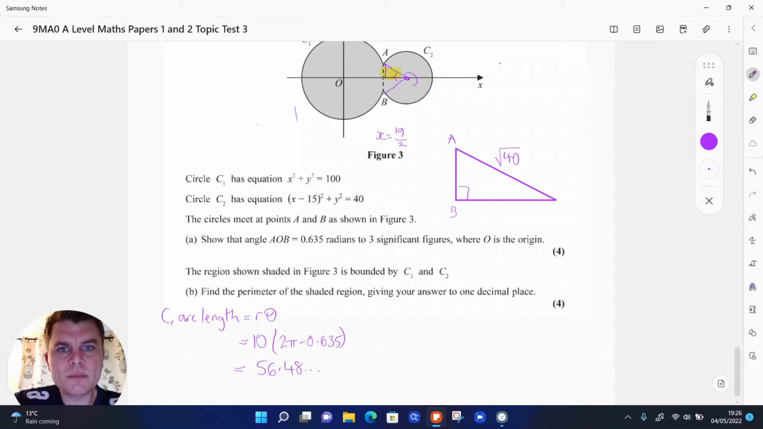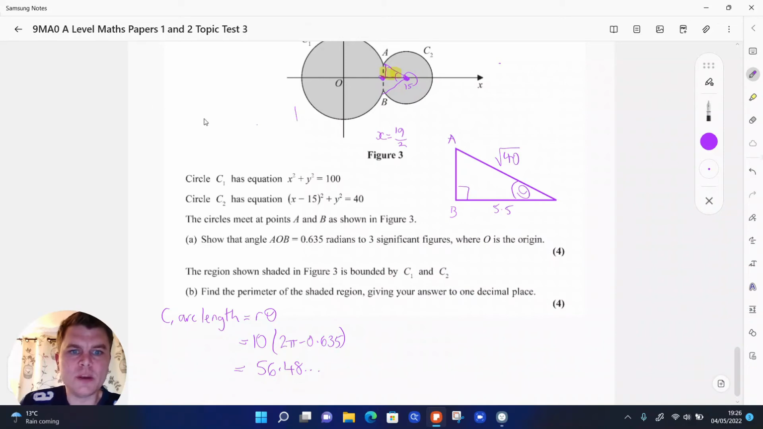From the previous part of the question, we found that the x-coordinate here was 19 over 2. We can also work out the x-coordinate here, because it's simply just the x-coordinate of the centre of the circle, which, if we look here, is 15. Because that's 15, we simply just need to do 15 minus 19 over 2, which is 5.5. It's this angle that we need to know, and I'll label that one theta.